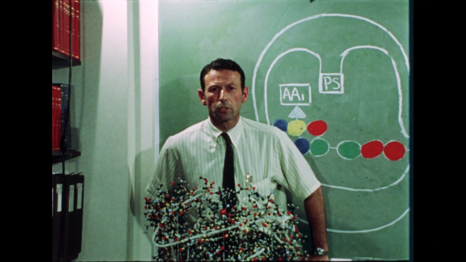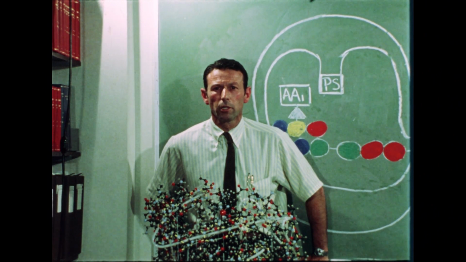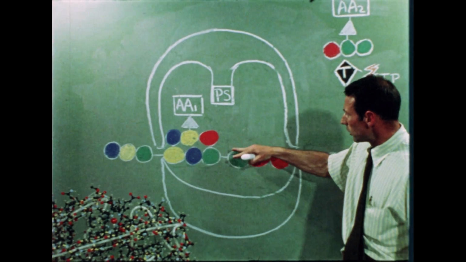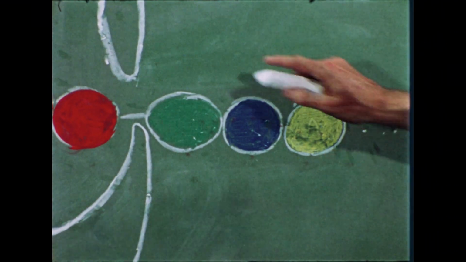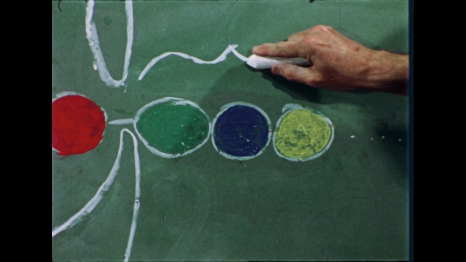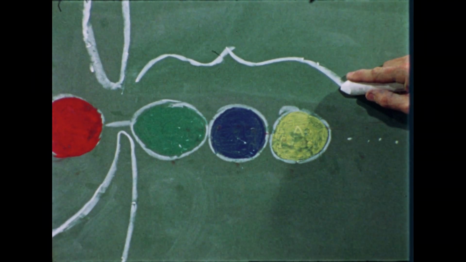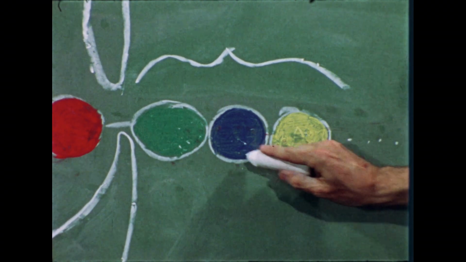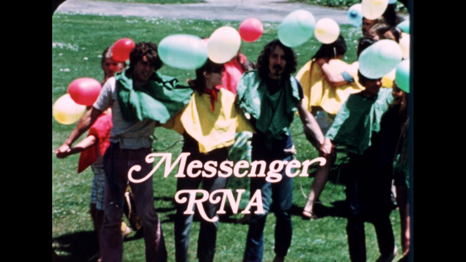Those instructions are encoded in a messenger molecule, an RNA, depicted in this film as a long snaking chain. Each of the message units is played by three adjacent people in the chain. Colored head balloons indicate the bases: green for guanine, blue for uracil, yellow for adenine.